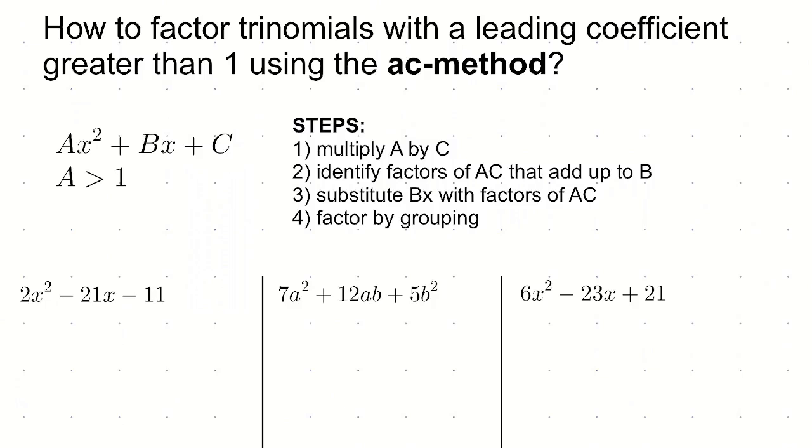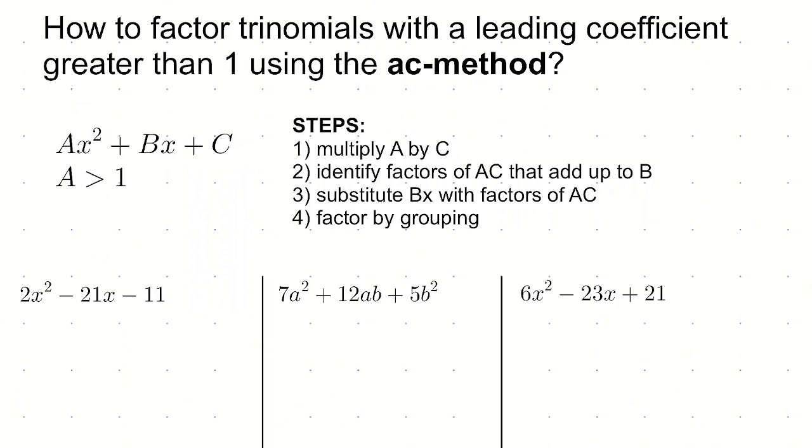Today we're going to learn how to factor trinomials with the leading coefficient greater than 1 using the AC method. Right here the leading coefficient is a, so the coefficient that's in front of x squared. So right here we have 2 that's greater than 1, 7 is greater than 1, and 6 is greater than 1. So let's look at the steps.